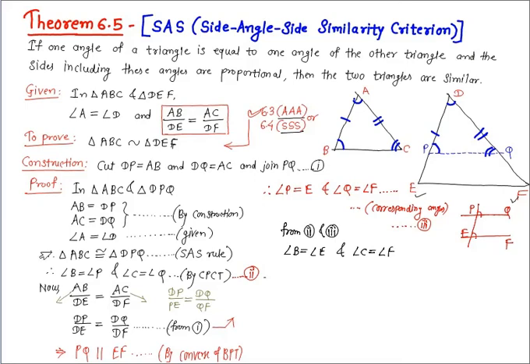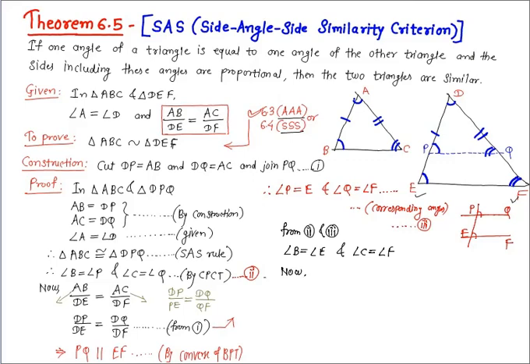So here we proved angle B and angle C of triangle ABC are equal to angle E and F of triangle DEF respectively. So two angles of the triangles are equal here, and it is given that angle A is equal to angle D. That means the third angle is also equal. So by angle similarity criteria, we can say triangle ABC is similar to triangle DEF.